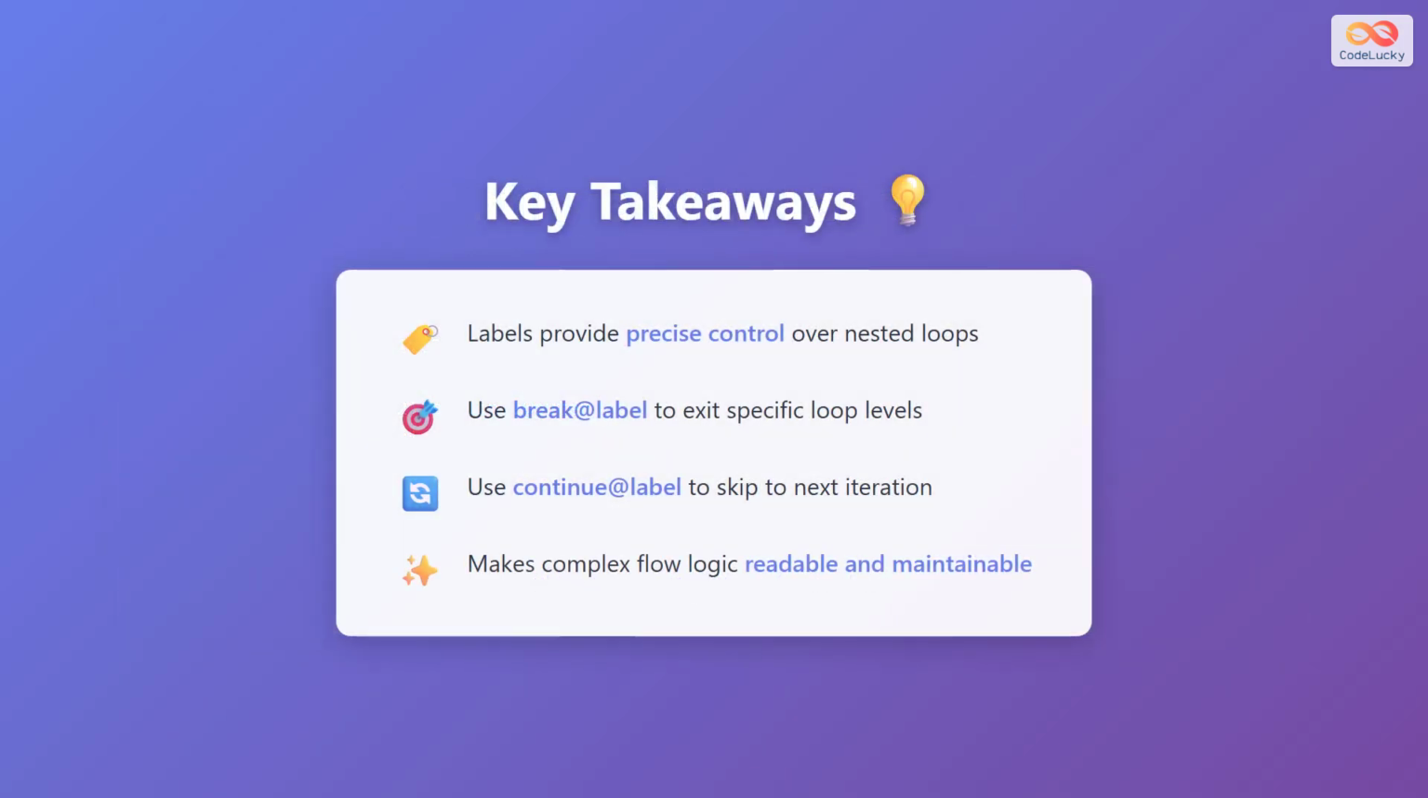Let's recap what you've learned. Labels provide precise control over nested loops, allowing you to target specific levels. Use break@label to exit specific loop levels immediately. Use continue@label to skip to the next iteration of a particular loop. Most importantly, labels make complex flow logic readable and maintainable for everyone on your team.